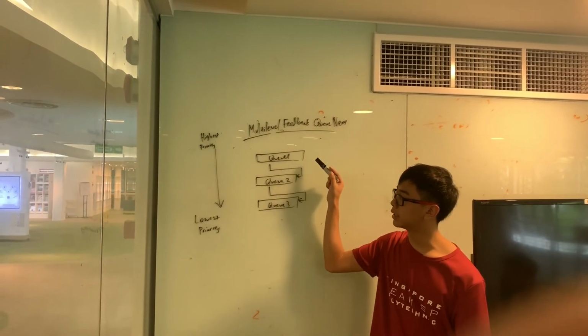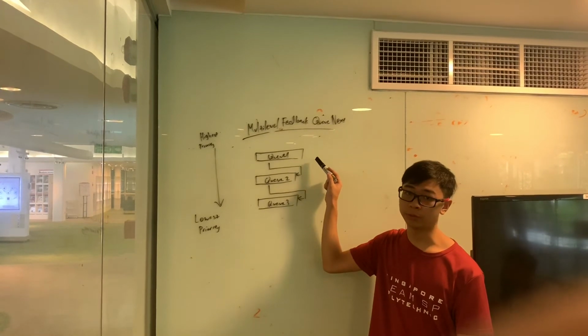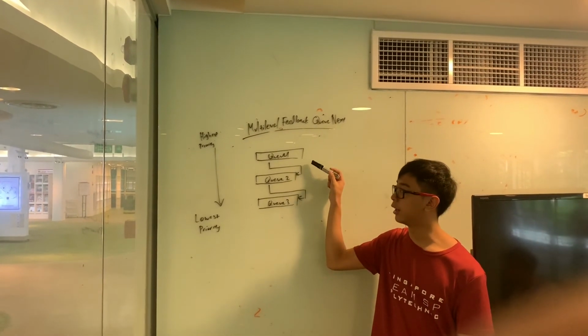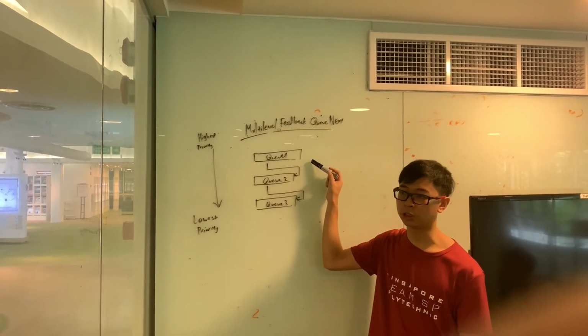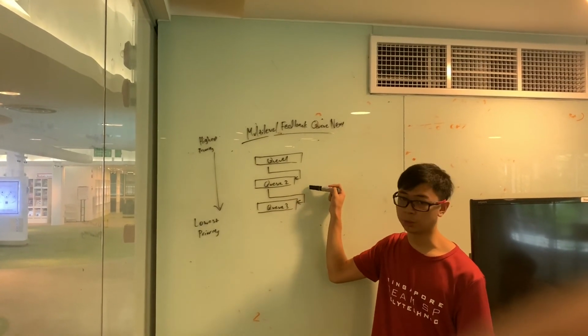The queue with the highest priority will be the one with the lowest burst time in general. And if it's going on for too long, it will go to a lower queue, and as such it will prevent starvation.